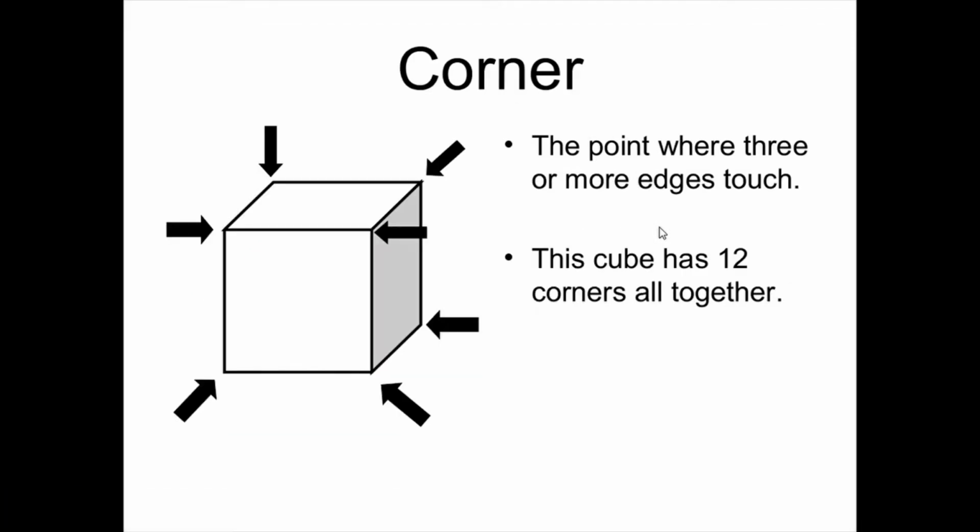We have also the corner. Corner is the point where 3 or more edges touch. This cube has 12 corners altogether. So that is what we call the corner.